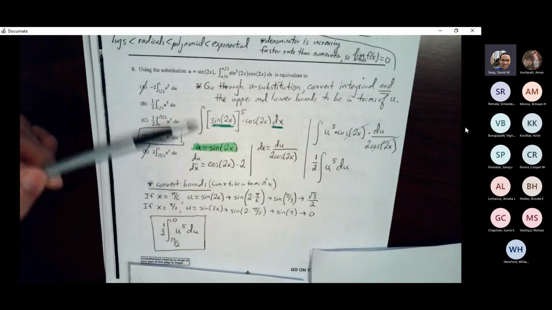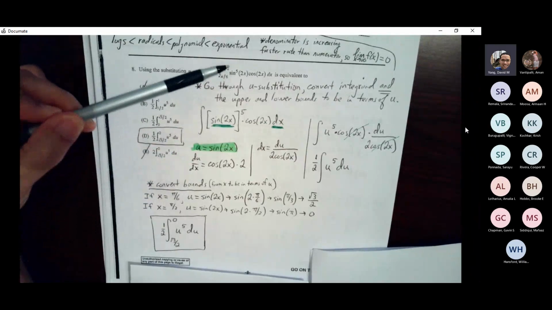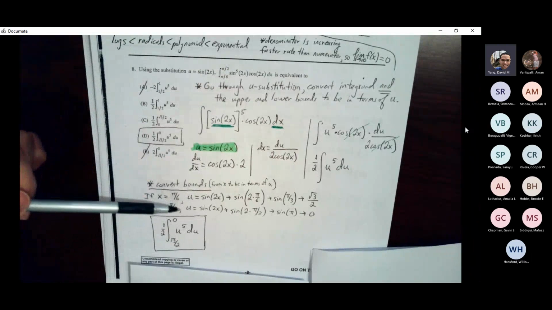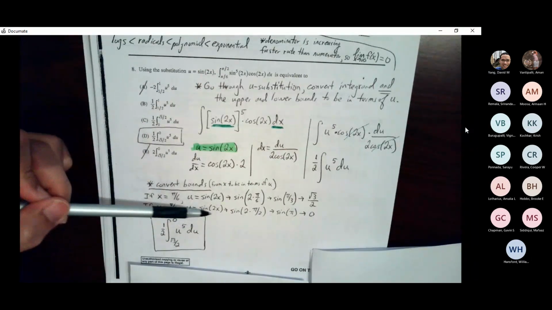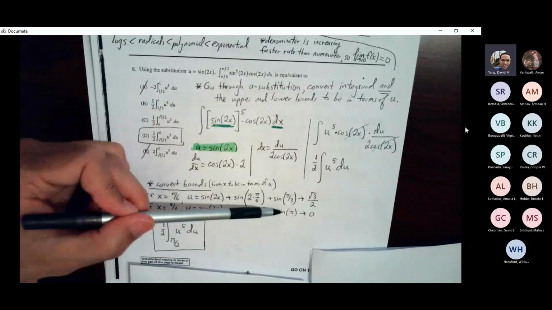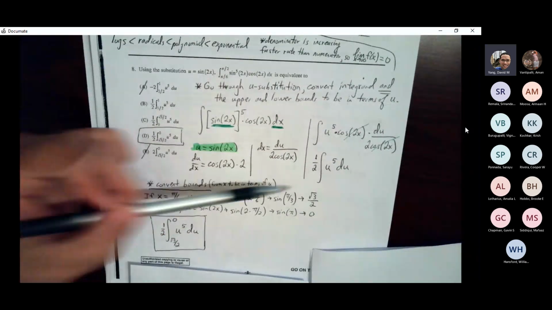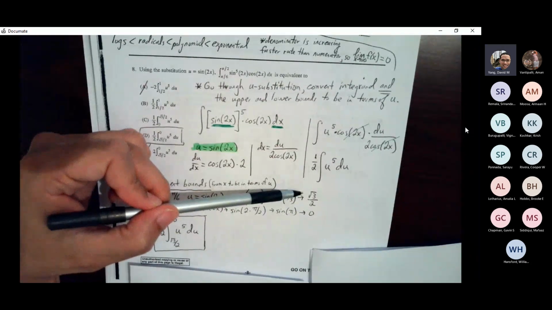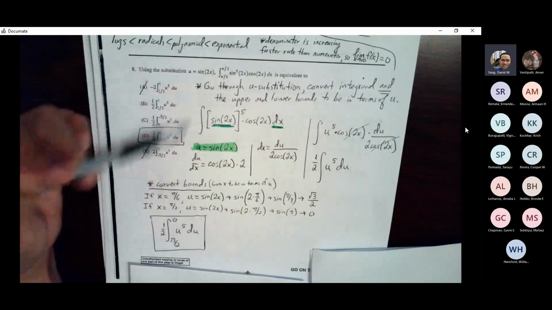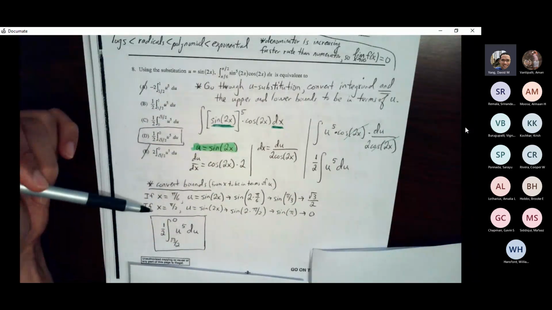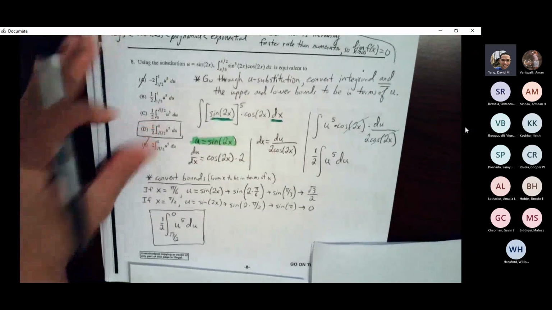Okay, so we go through our conversion with our upper bound as well, pi over 2. Insert that in for x. 2 times pi over 2 is pi, sine of pi is 0. So our lower bound is root 3 over 2, and our upper bound is 0. Now, this is where I feel some students may get a little bit thrown off.